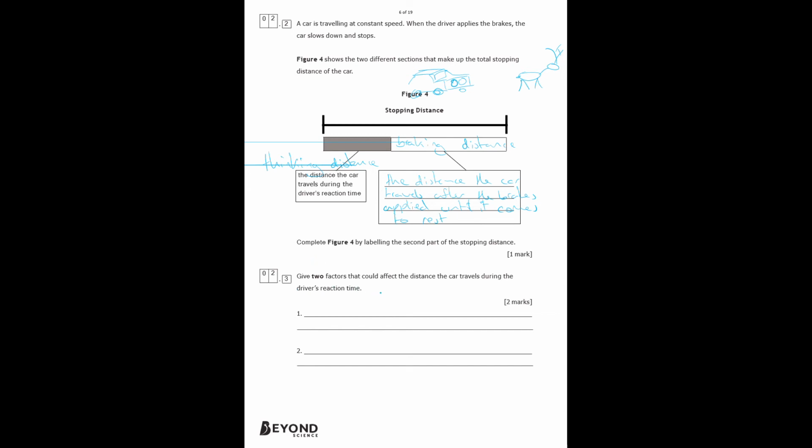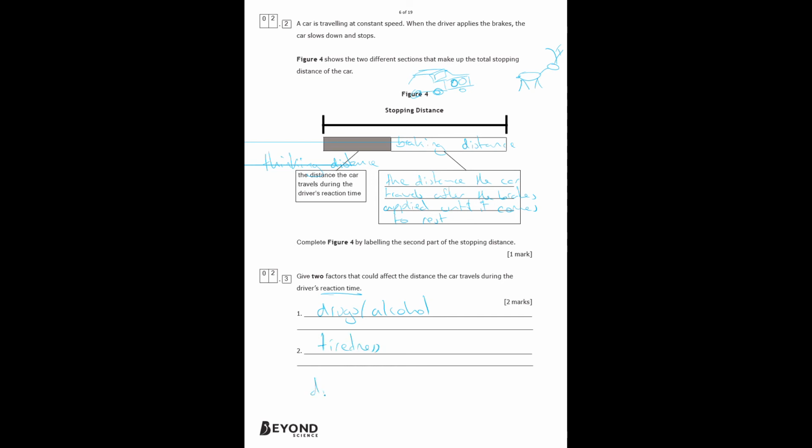2.3. Give two factors that could affect the distance the car travels during the driver's reaction time. So during the driver's reaction time, if the driver's reaction time is slower for any reason or faster for any reason, that will change the distance the car travels. There are various reasons for this. So we could say, for example, drugs or alcohol. We could say tiredness.